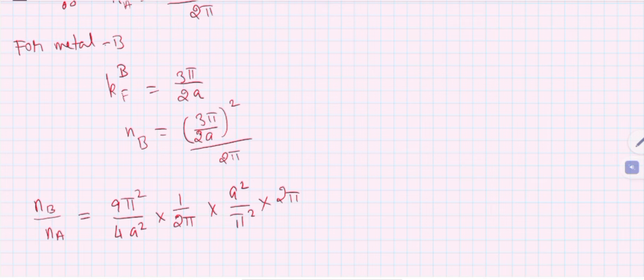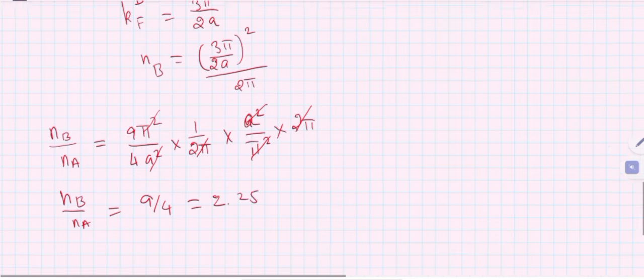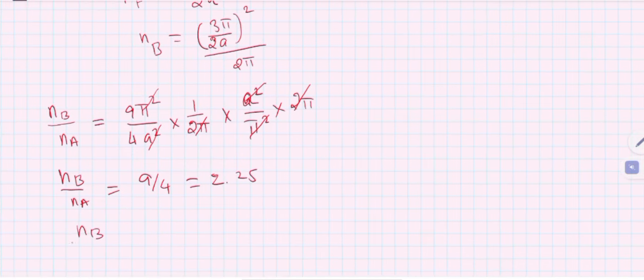So now we can cancel the common terms: the a square, the pi square, and the 2 pi. The remaining term is NB divided by NA is equal to 9 by 4, which is equal to 2.25. Therefore NB by NA you can approximate as 2.